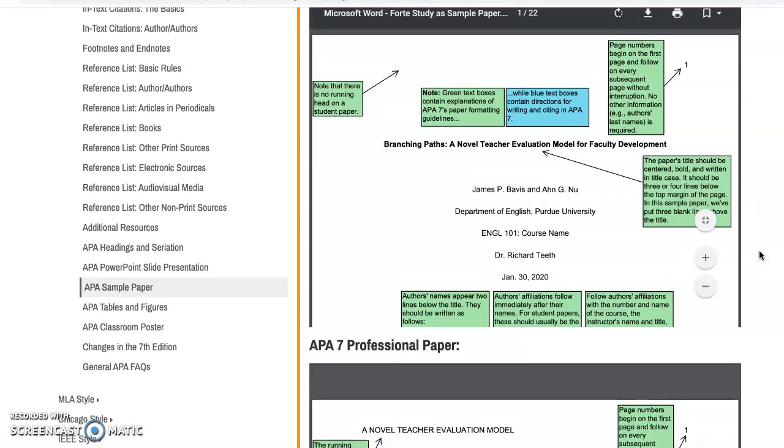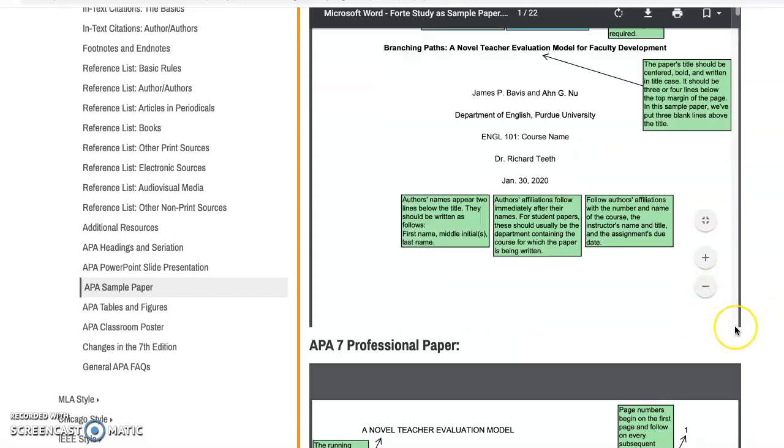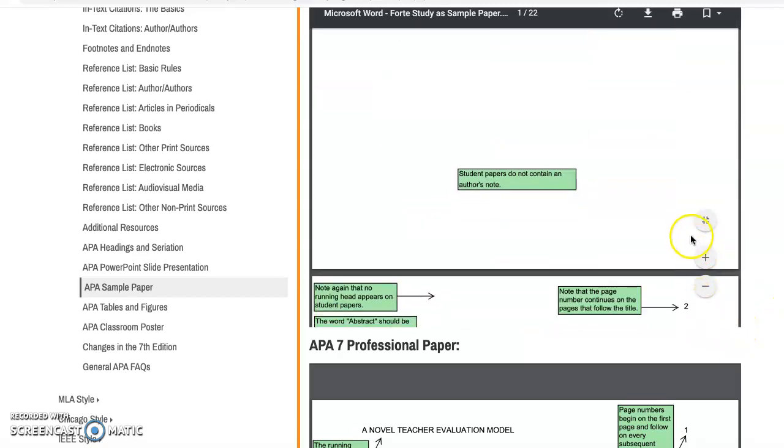The one really nice thing about this is that the green boxes will tell you the formatting guidelines and why they're doing what they're doing. And the blue is going to give you directions. So use all of those to give you hints. So page numbers, the paper's title should be written here. It's repeated from up above, essentially. And again, it gives you some hints in green.